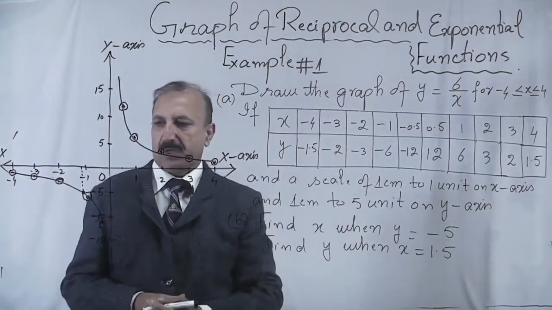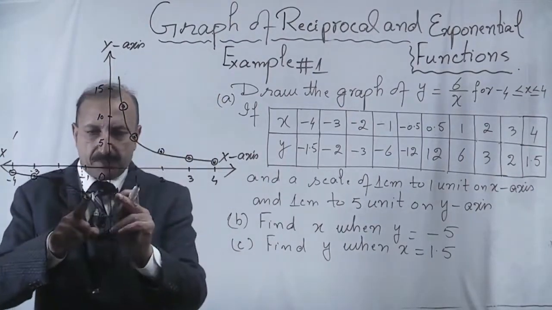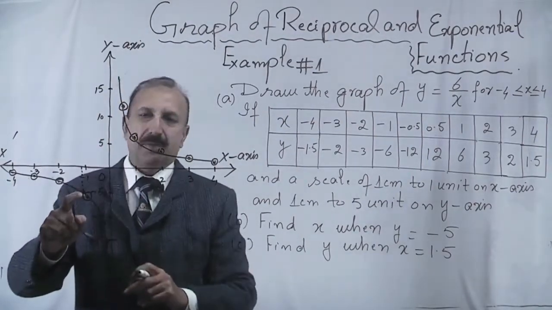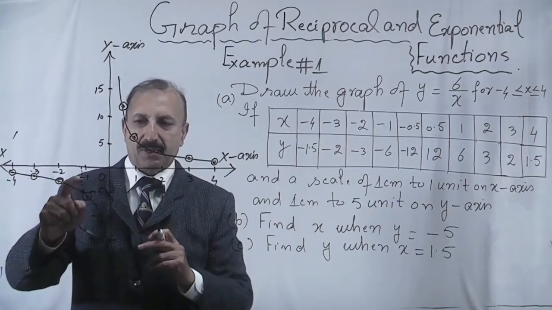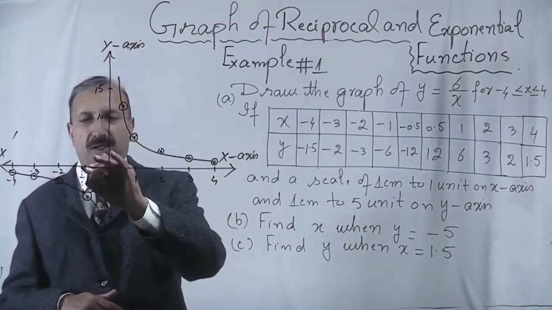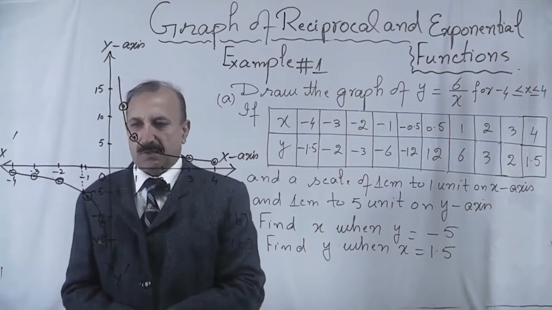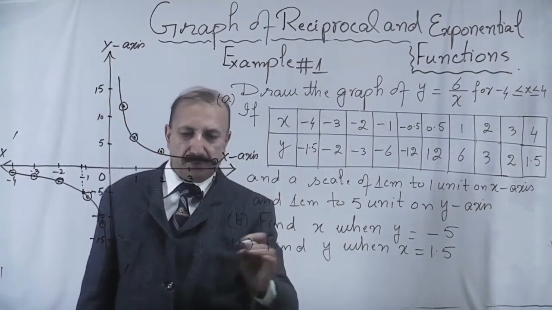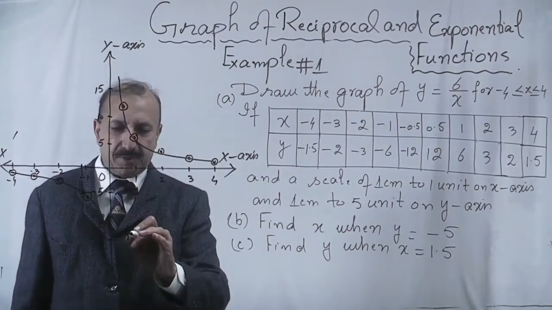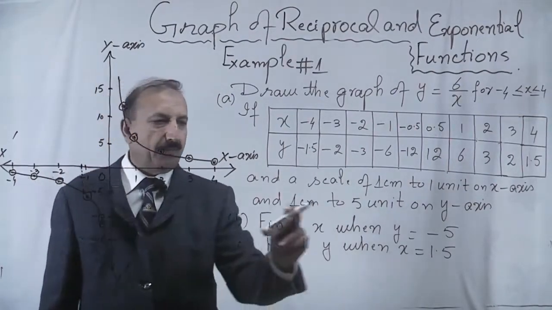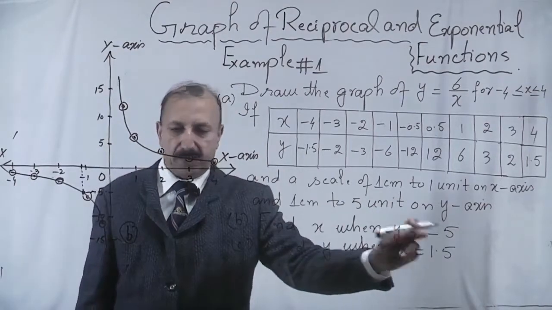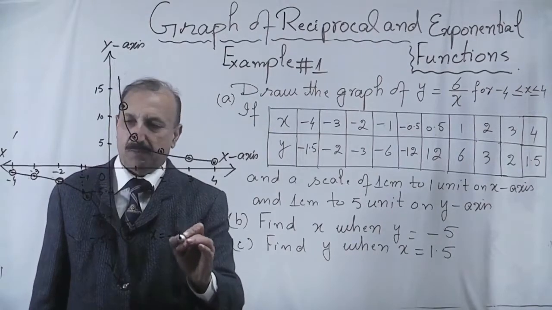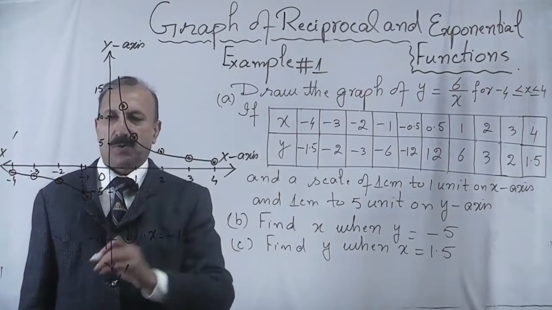From -5 we move toward the curve, and where this line touches our curve, with the help of a ruler we go to the x-axis, and the value of x that we get here is approximately -1.1. So for part B, this is the answer: when y is equal to -5, therefore x is equal to -1.1 approximately.